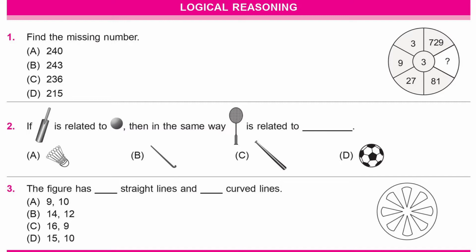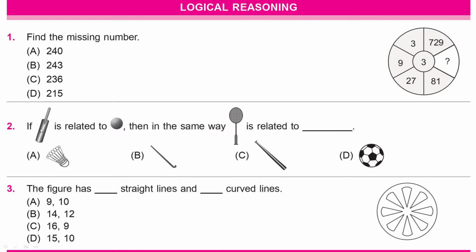If you understand the logic here, the pattern is going on: 3 into 3 is 9, 9 into 3 is 27, 27 into 3 is 81, and 81 into 3 will be your 243. So the correct option will be option B, 243. Come to the next question.